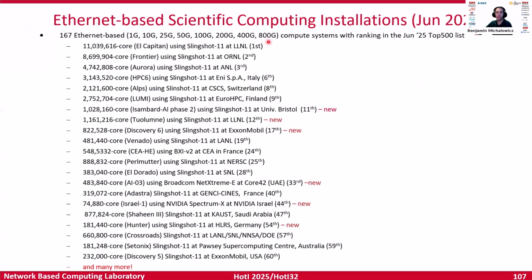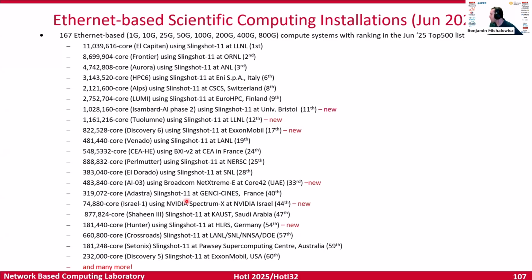And they are mostly in this Ethernet-based installation. So for example, here, the majority of these installations are Slingshot based. However, we see installations such as BXI, Broadcom Net Extreme, NVIDIA Spectrum-X.